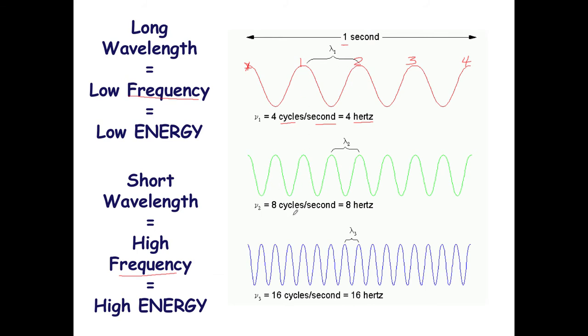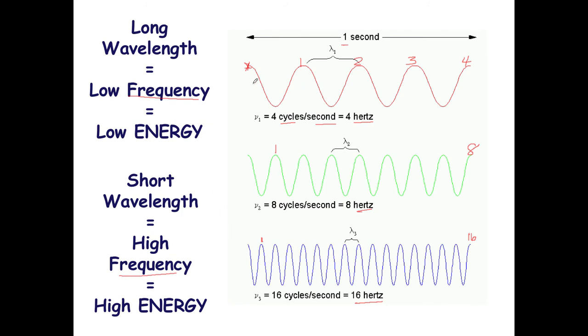In the second example, you have 8 complete cycles, starting here at number 1 and ending at number 8. So the frequency for this is 8 hertz. And looking at this last example of a wave, we start at cycle number 1, and we have 16 complete cycles. So the frequency for this bottom wave is 16 hertz. As we look at this, the wave at the bottom has a short wavelength. The waves at the top have a long wavelength.